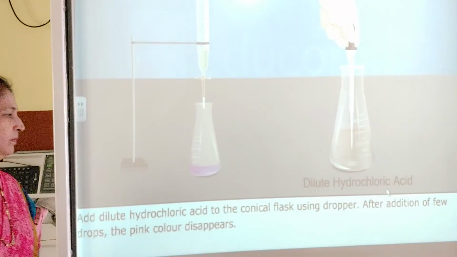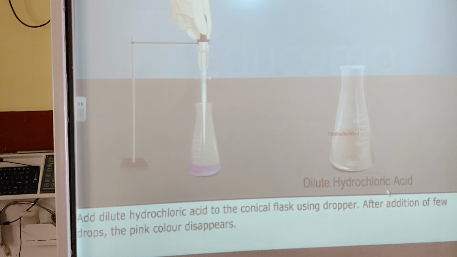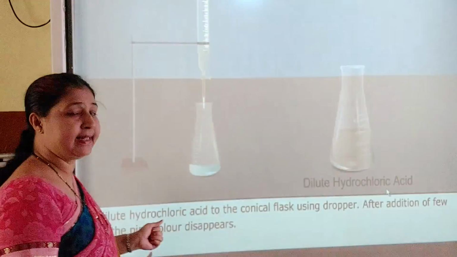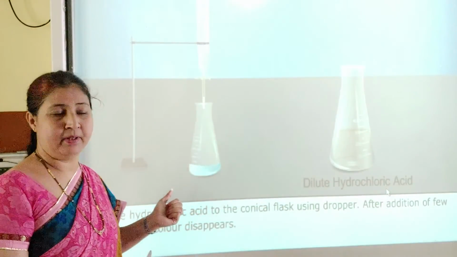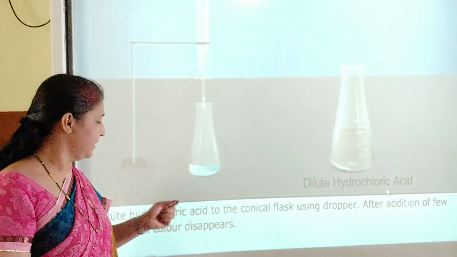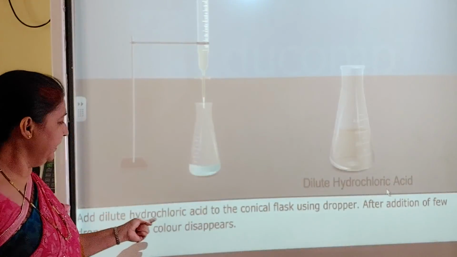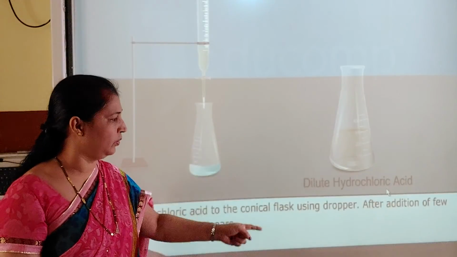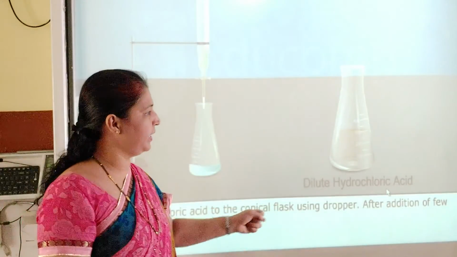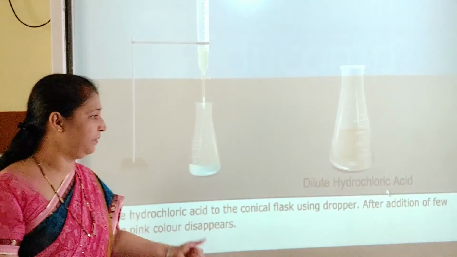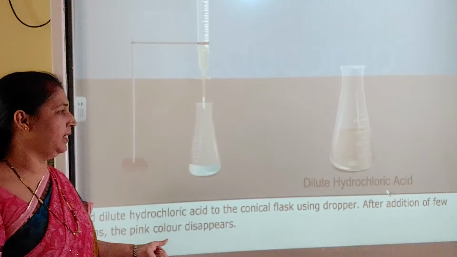Add dilute hydrochloric acid to the conical flask using a dropper. After addition of a few drops, the pink color disappears. So now what happens? Earlier we added the base, sodium hydroxide. Now let us add the acid. Add dilute hydrochloric acid to the conical flask using the dropper. After addition of a few drops, the pink color disappears.